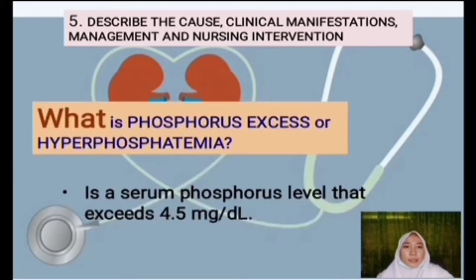The next is, what is phosphorus excess or hyperphosphatemia? It is a serum phosphorus level that exceeds about 4.5 milligrams per deciliter.